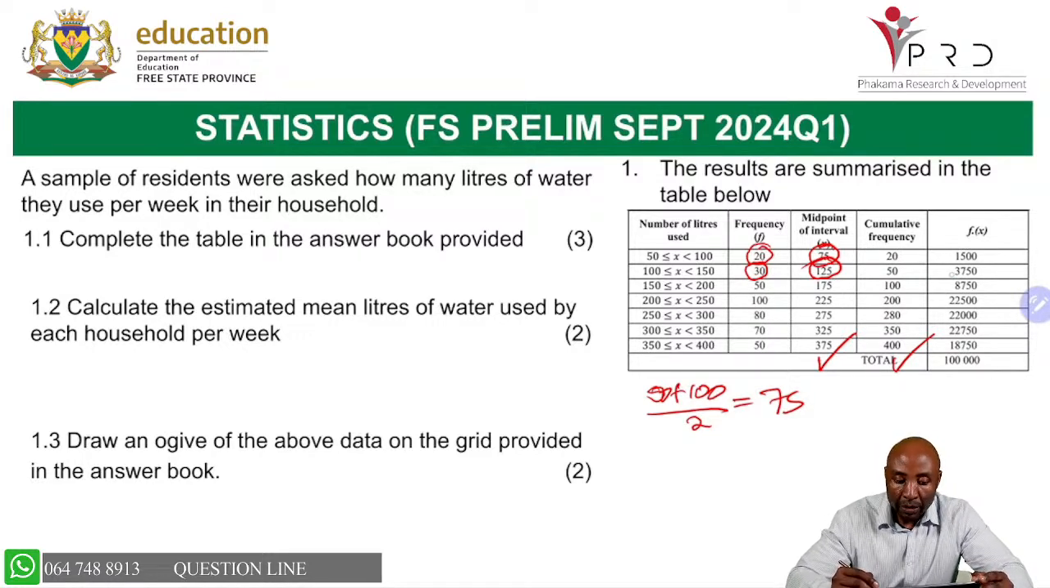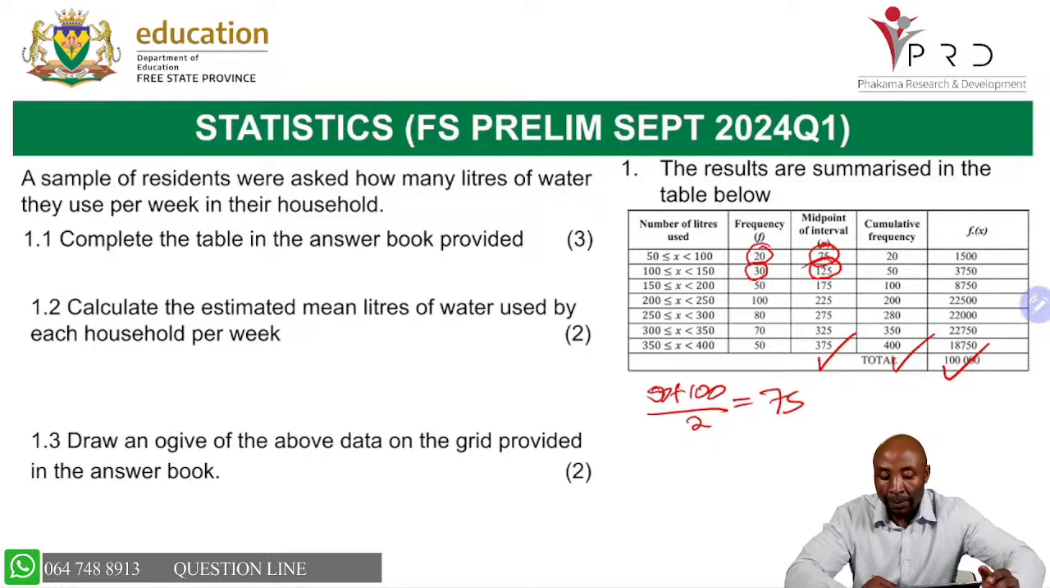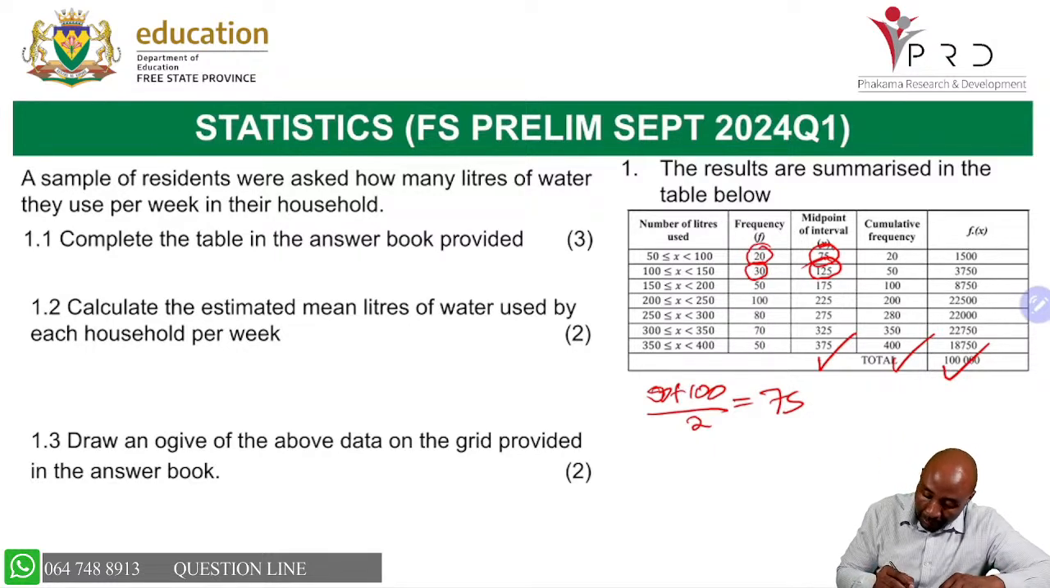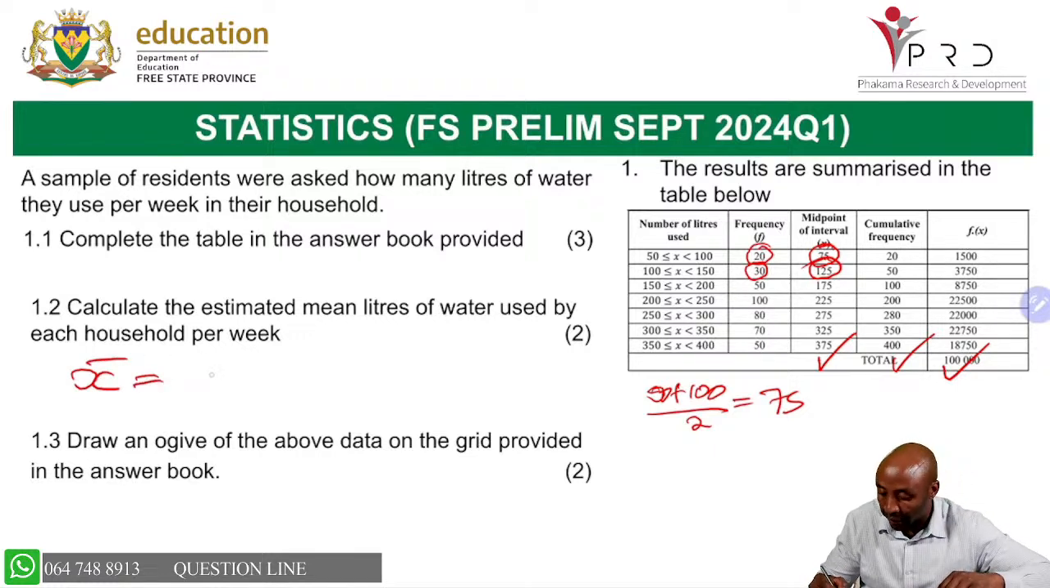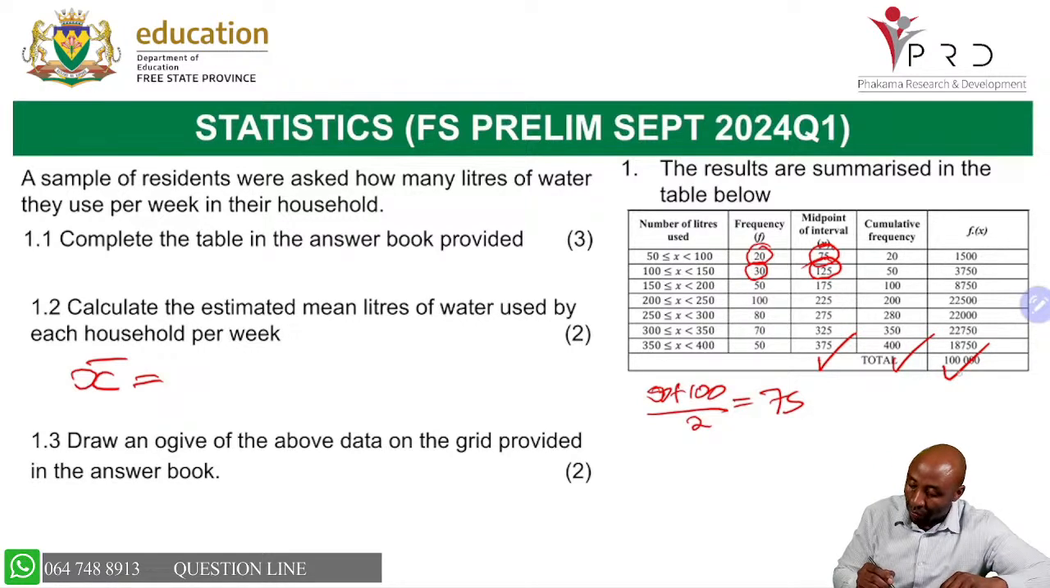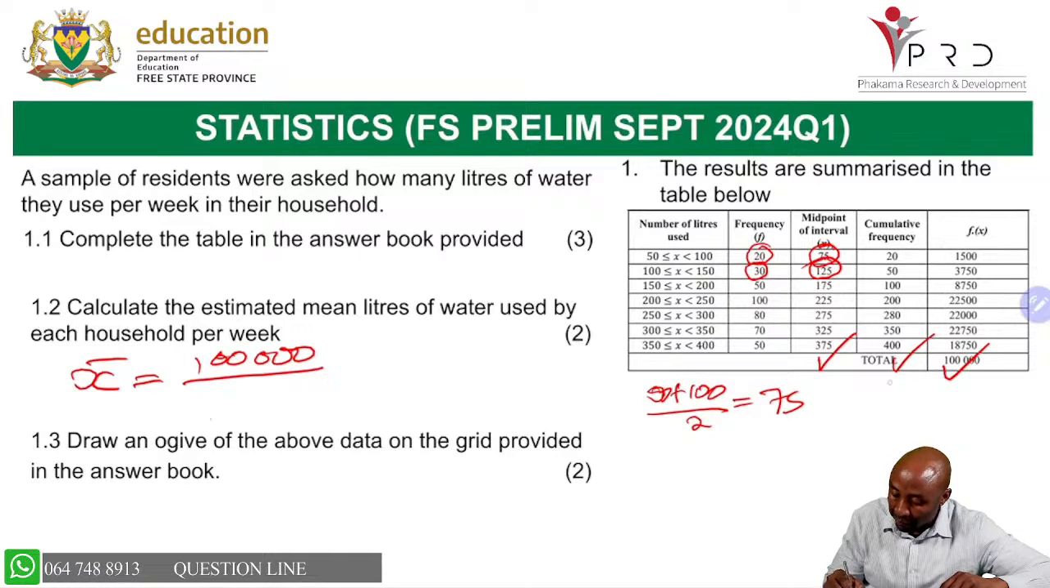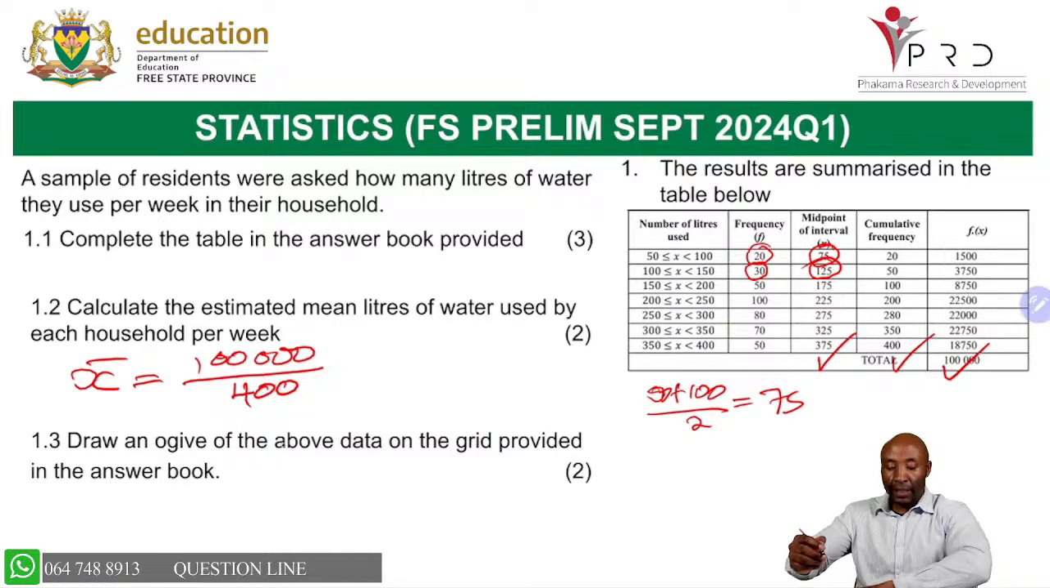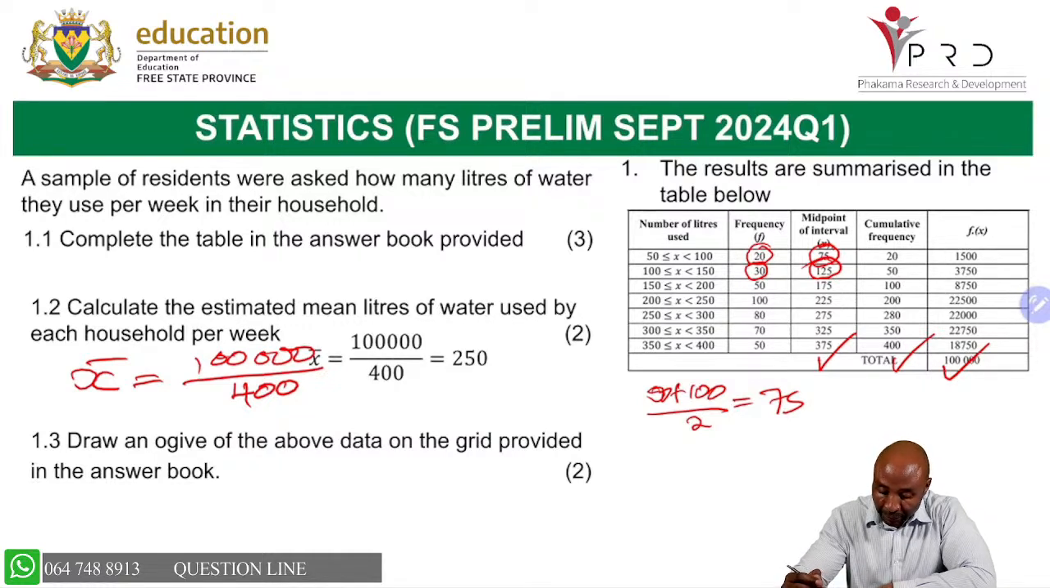Now, we have to calculate the estimated mean for the liters of water used by each household. Remember the definition of our mean. It is X bar is equal to the sum of all data items. And if you check the sum of the data items, we added it as a total there, we will get 100,000 liters, and we are dividing this by the cumulative frequency, which is 400, and this will give us 50 liters as our estimated mean there.